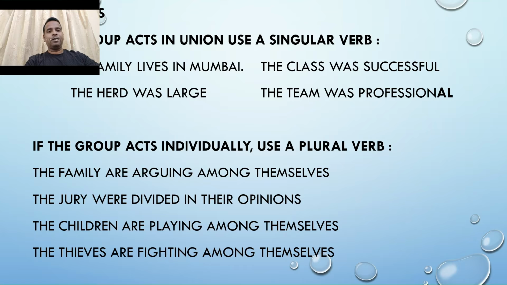Okay, fine. Now coming to the next, if the group acts individually, we use it as a plural verb. For example, the children are playing among themselves. In this sentence, children is a group and they are playing individually. Therefore, we are using a plural verb like playing.